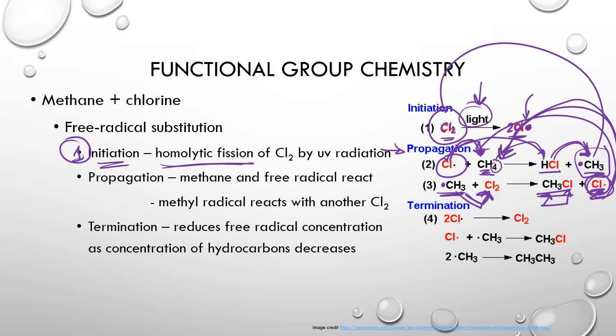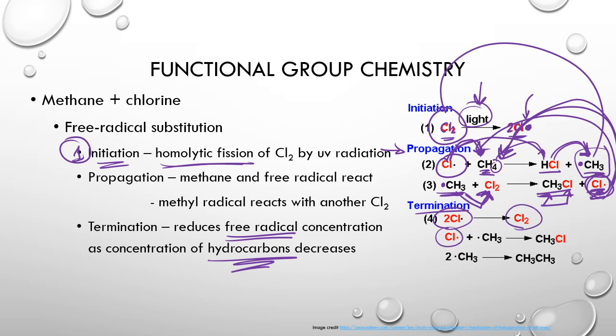At some point, we're going to start to run out of those hydrocarbons. So when we're starting to run out of that, in this example, methane, then what happens is those free radicals go and find each other. So in that termination step, we might have 2 free radical chlorines that find each other and make a chlorine molecule.